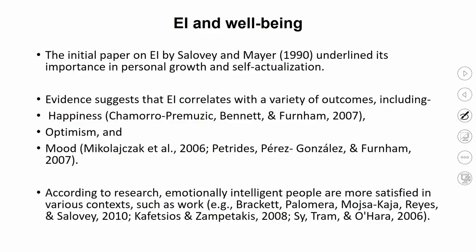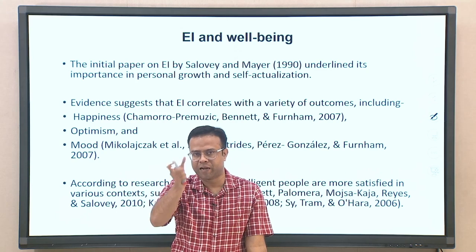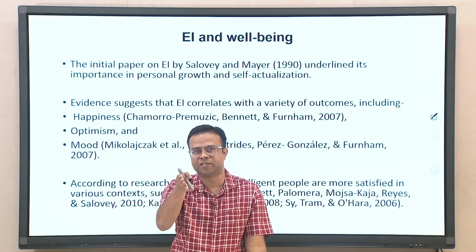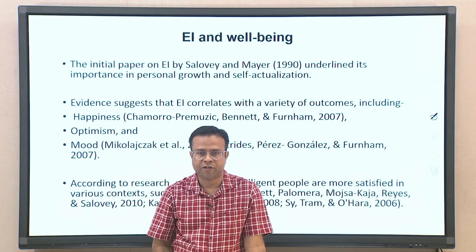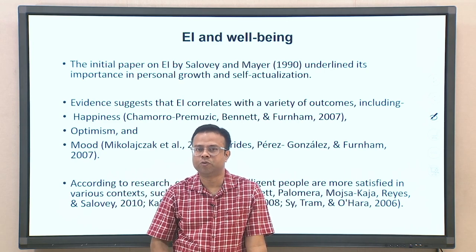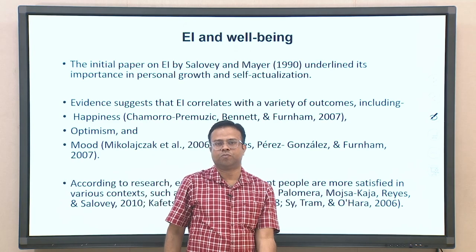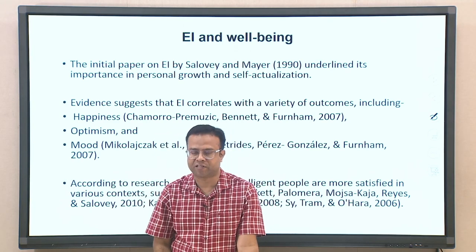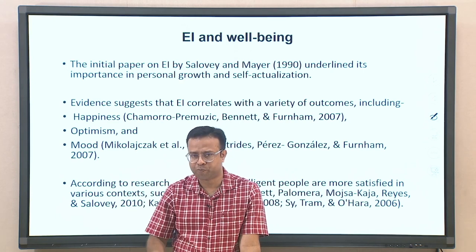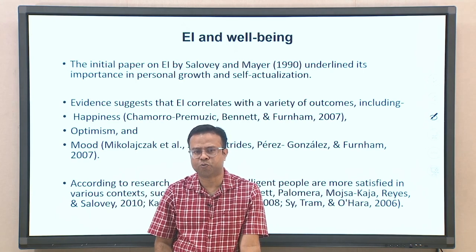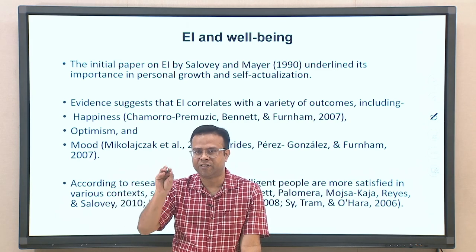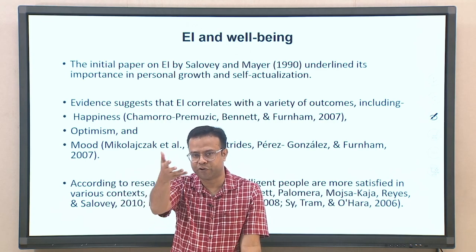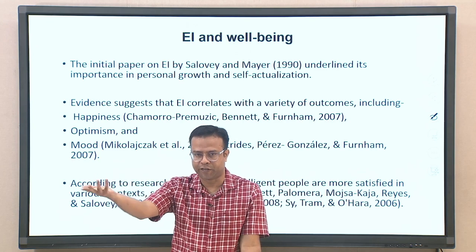So, now let us see some of the indicators related to well-being. We have seen mental disorders, and the empirical support is very clear that emotional intelligence, or lack of it, could be connected to various mental disorders. Now, let us see how emotional intelligence could be linked to well-being, the other part of mental health. There is an obvious connection: emotional intelligence, as proposed by Salovey and Mayer, underlined its importance to personal growth and self-actualization. So, various well-being indicators like personal growth and self-actualization are also built into theories like those of Salovey and Mayer, that EI is connected to that.